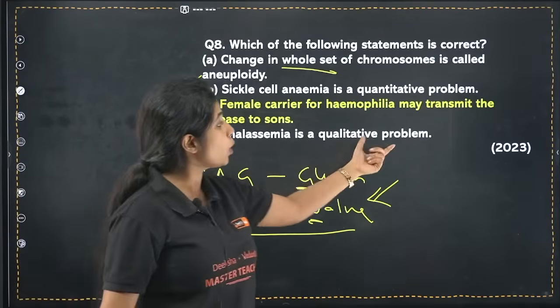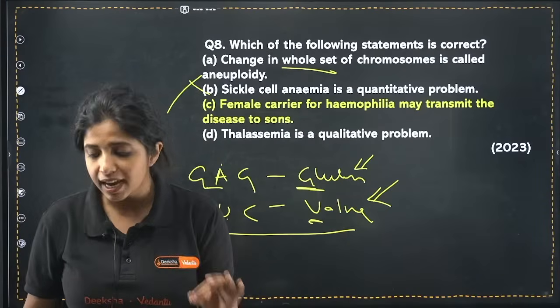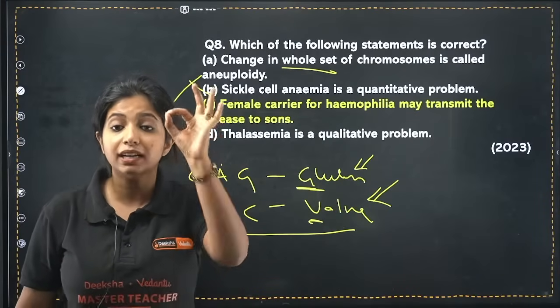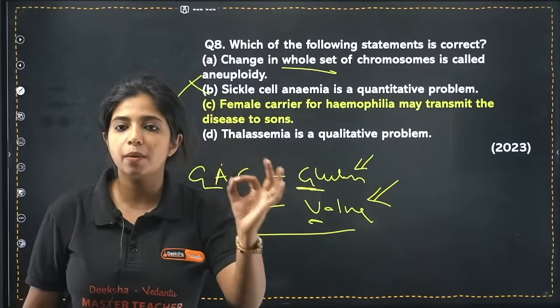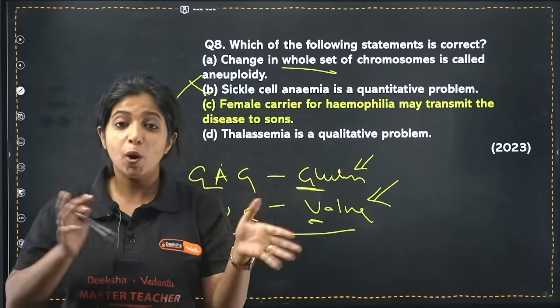Now thalassemia is a qualitative problem. Wrong. Thalassemia is quantitative. Quanti has a T, and T for thalassemia. Always remember that. Qualitative also has T's, but quantitative has more T's.